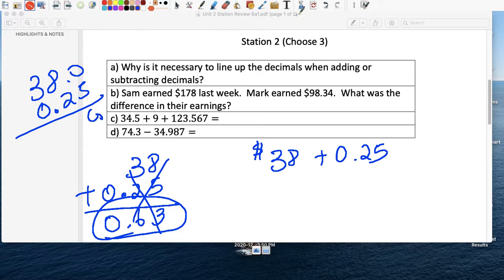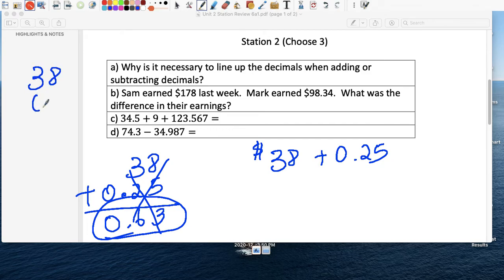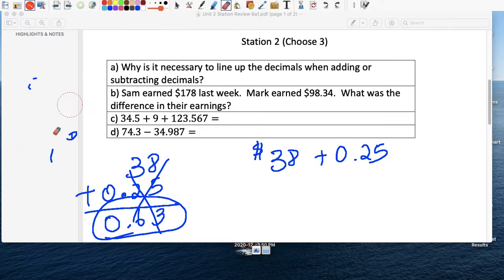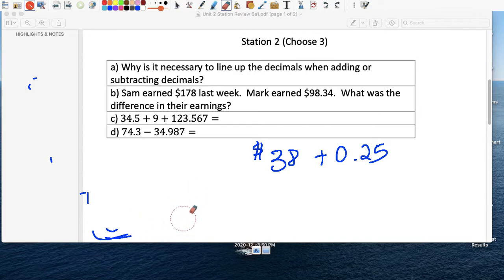It's 5. Right, you know what? Let me make it straight. 38, 0.25. What if I added like this? That's a 5. That's a 10 plus 1. It's $38 plus 25 cents, $4. Also a no. So that's why we want to line up the decimals.